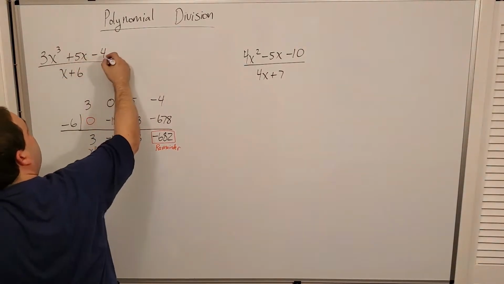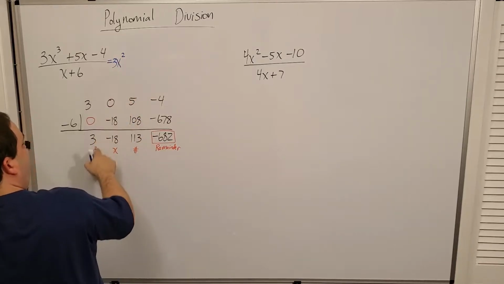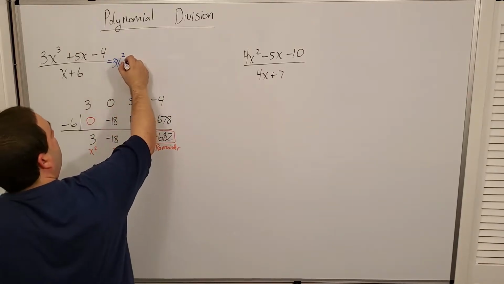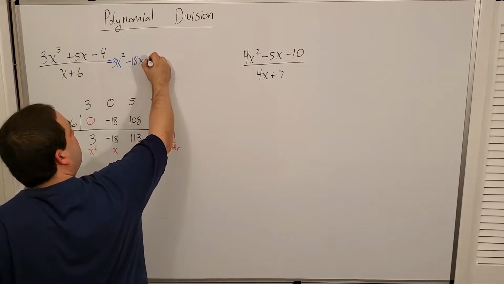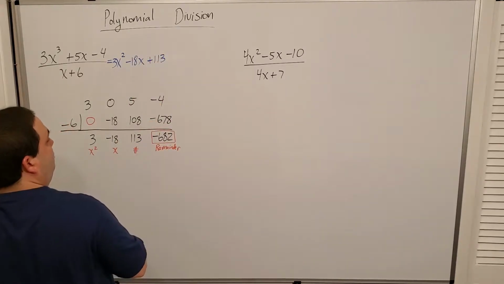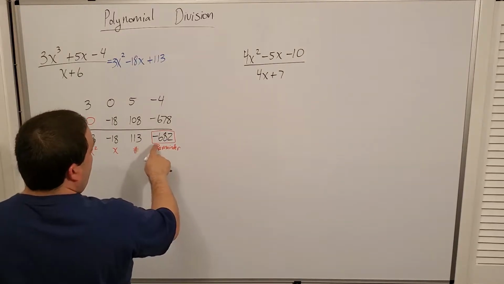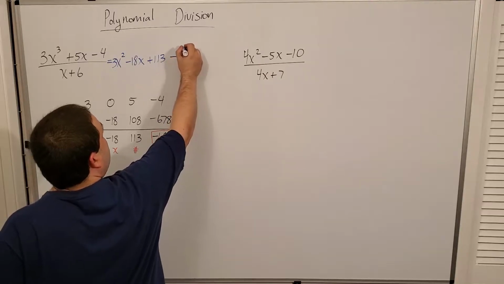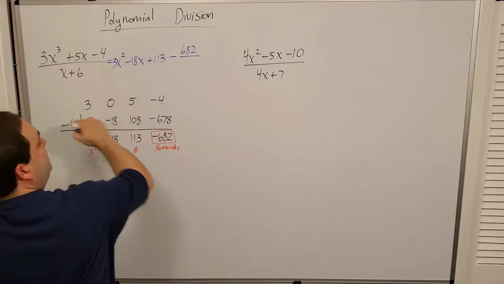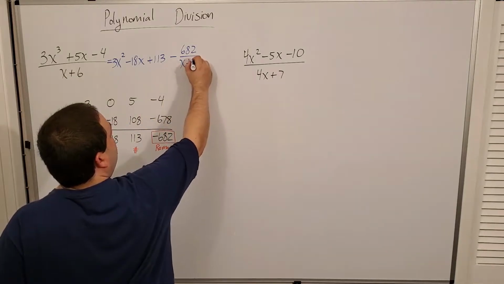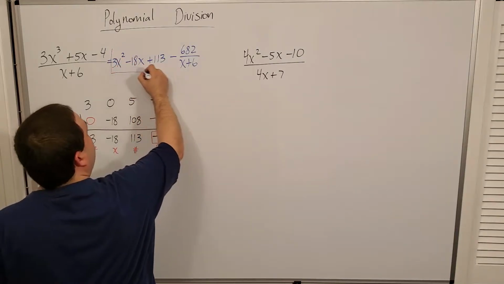is this division is equal to 3x squared minus 18x plus 113 minus 682 over x plus 6. And that would be the solution to that division.